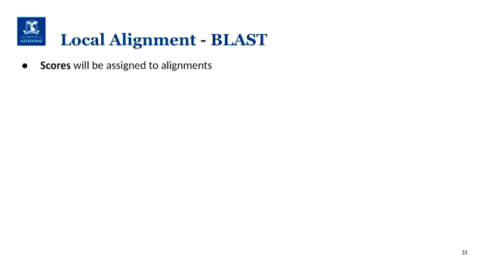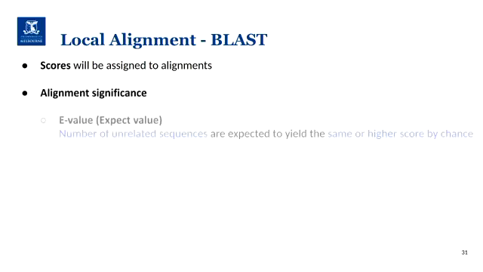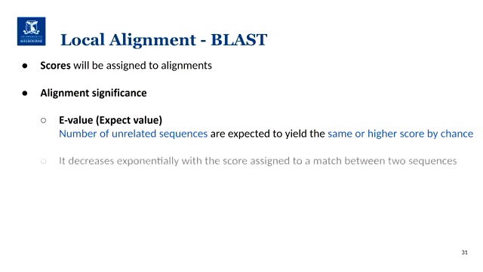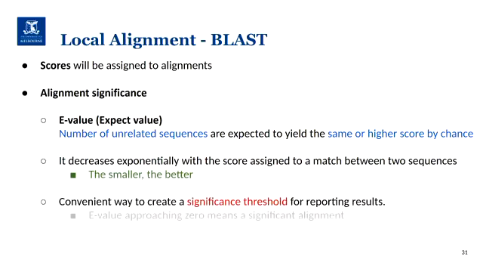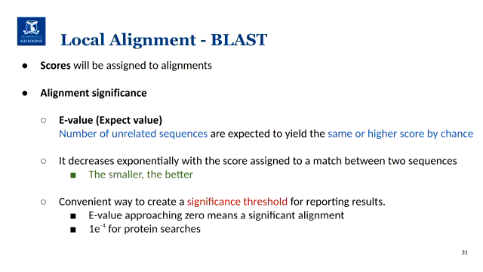And one important thing that BLAST outputs is the way it scores the alignments, the alignment significance, which is the E-value. It can be interpreted as the number of unrelated sequences that are expected to yield the same or higher score by chance. So the lower the value, the more relevant the hit is. And this decreases exponentially with the score assigned to a match between two proteins.